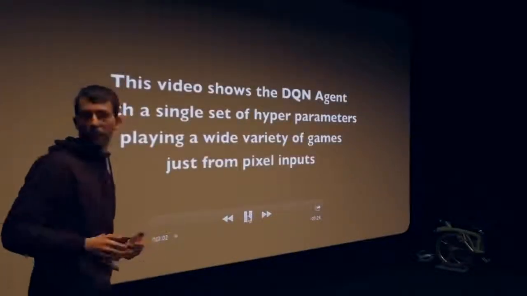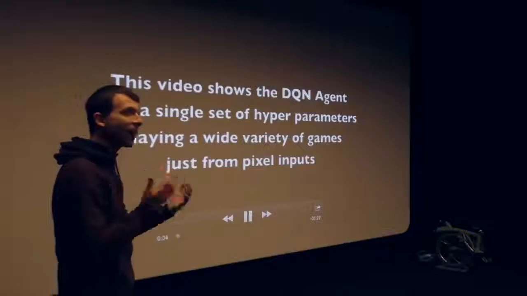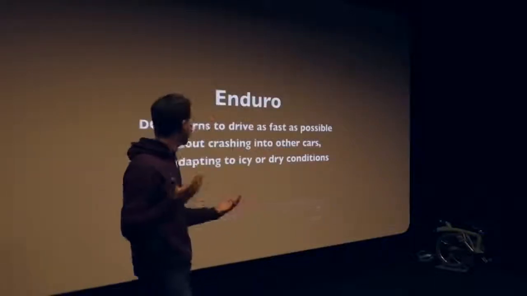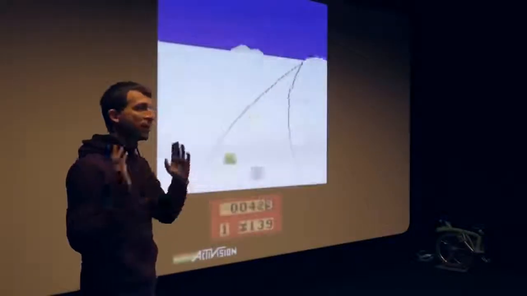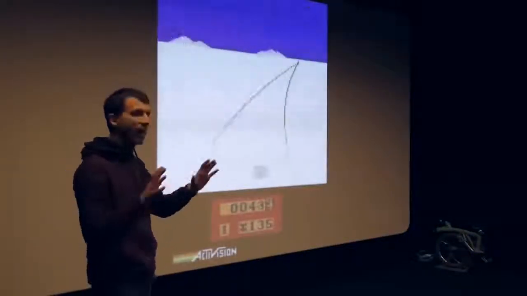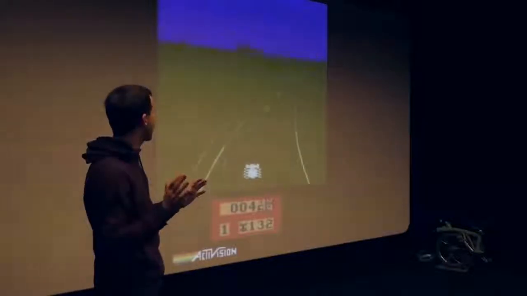So this is an example of something we've been working on. This is the agent which plays the Atari games. It's basically a system which is learning by trial and error. It doesn't know anything about each of these games. These are all different Atari games, for those of you who are familiar with the classic Atari console.